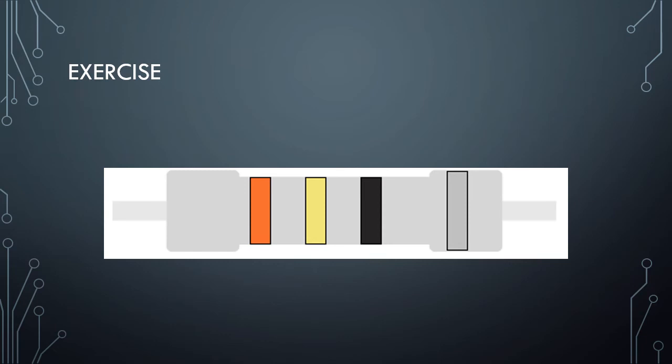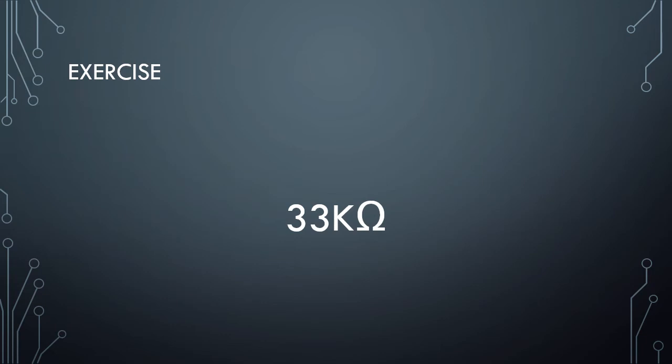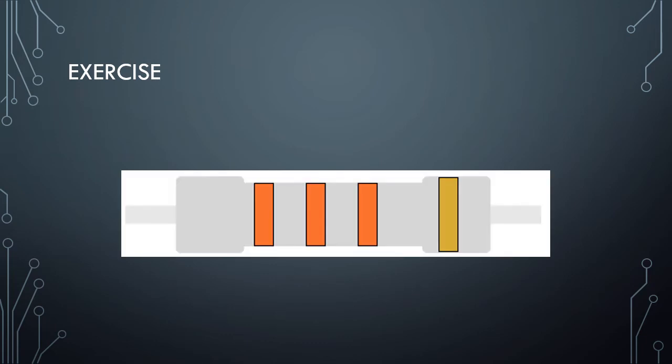Next. The third exercise: you have 33 kilo ohms. You need to find the color code of a 33 kilo ohm resistor. Okay, next. The last exercise that I'll give you is you have 3 orange stripes and 1 gold stripe.